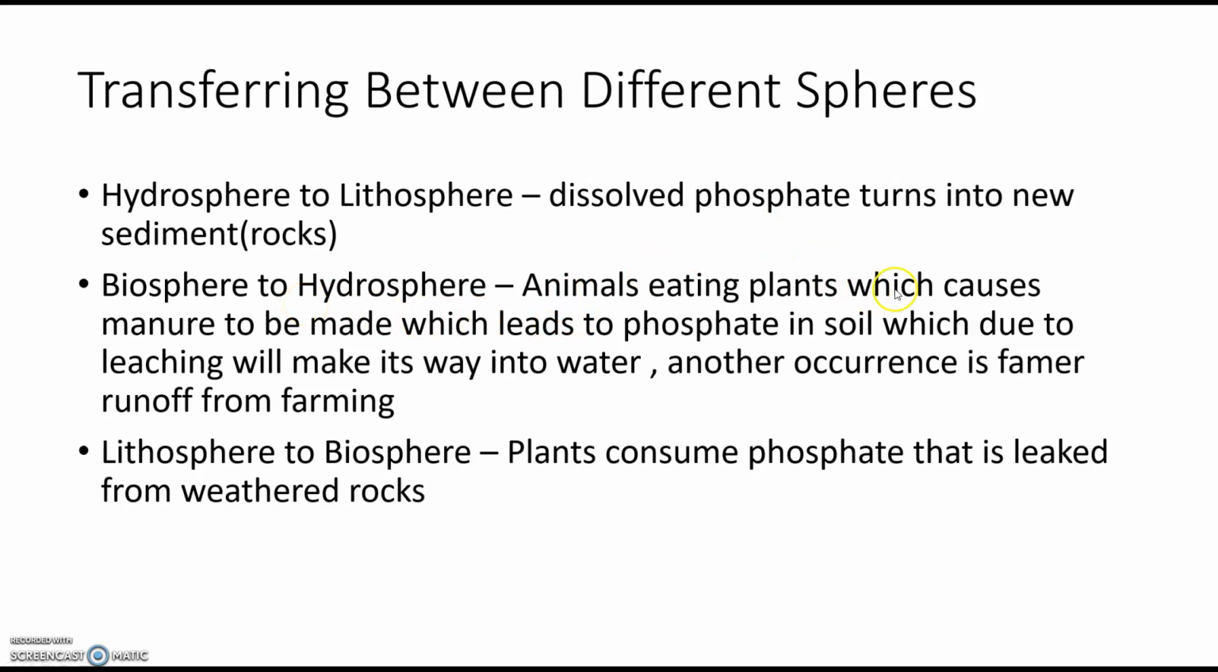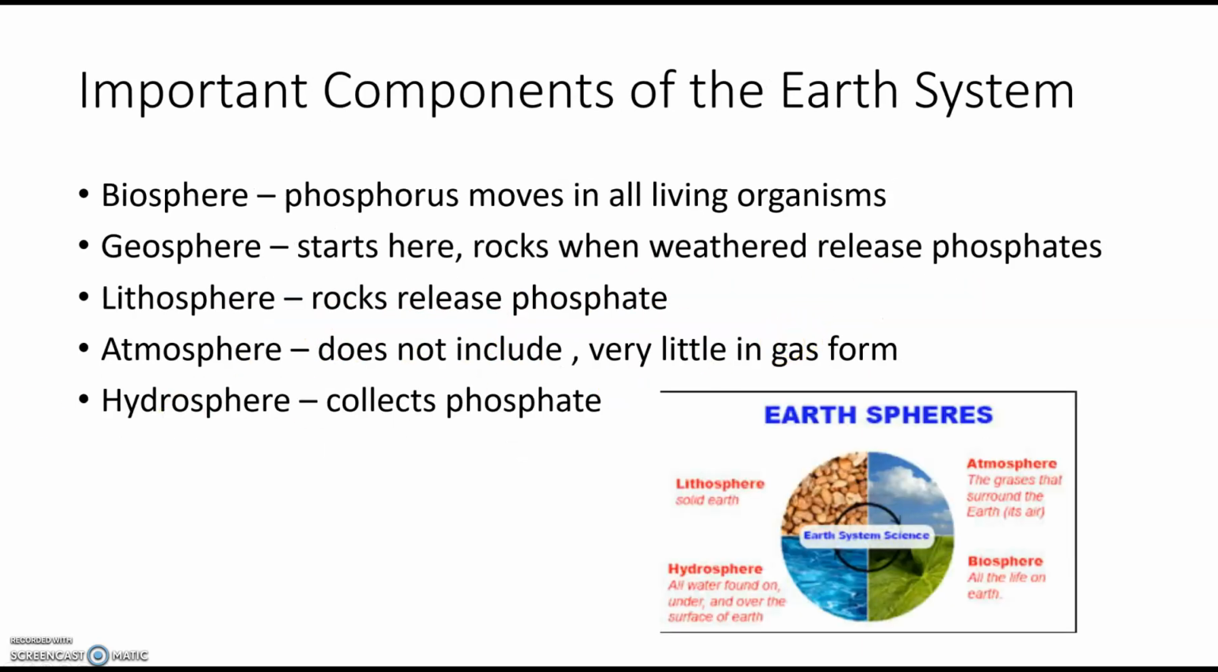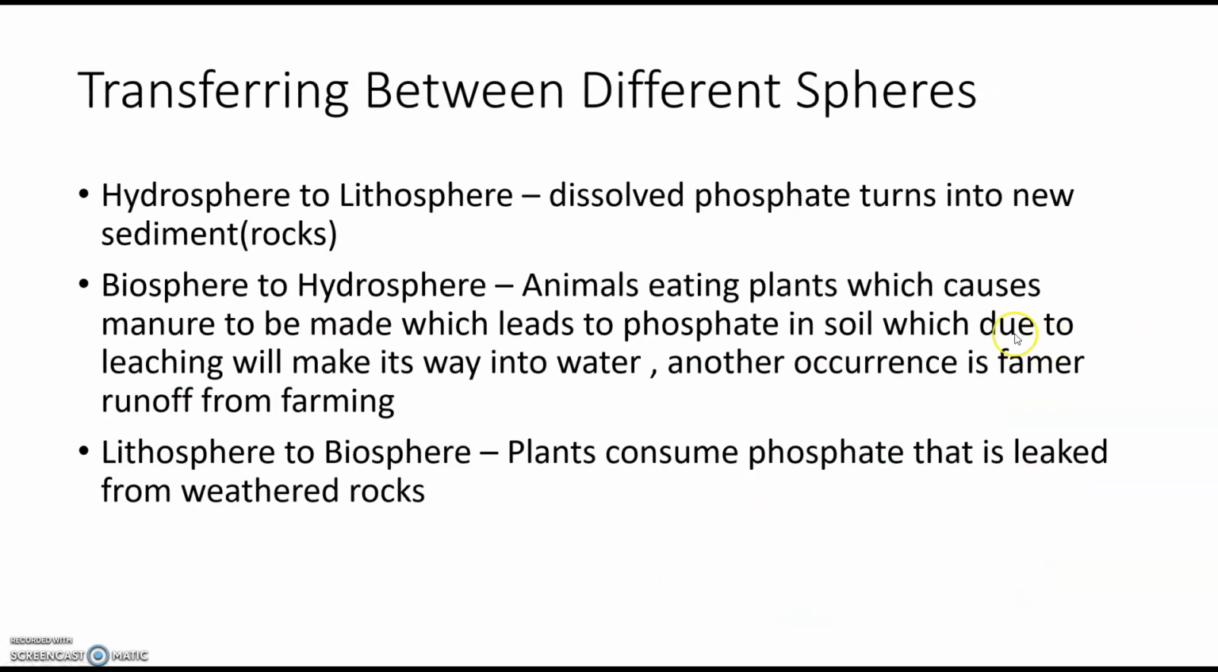And for the next one, we have biosphere to hydrosphere. Animals eating plants causes manure to be made, which leads to phosphate in soil, which due to leaching will make its way into the water. Another occurrence is farmer runoff and farming, which we will also get to later when we get to the human slide. And from lithosphere to biosphere, plants consume phosphate that is leaked from weathered rocks. You know, lithosphere is for rocks, and biosphere is living things like plants and animals.